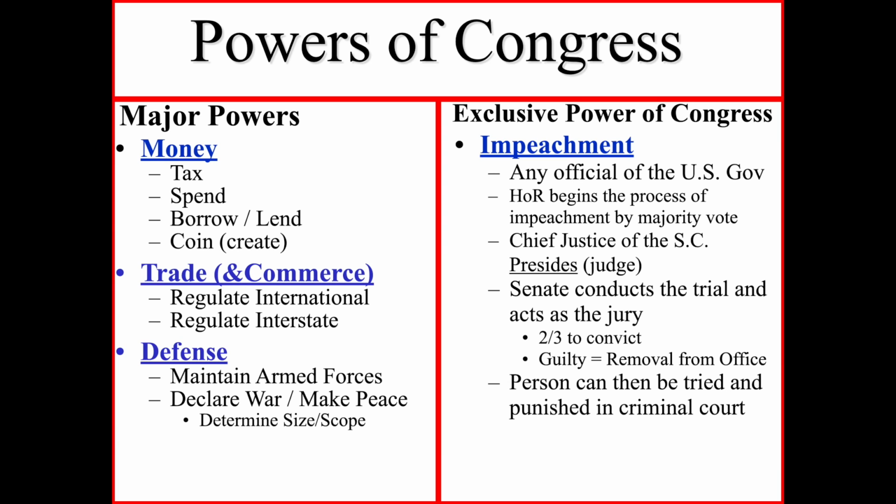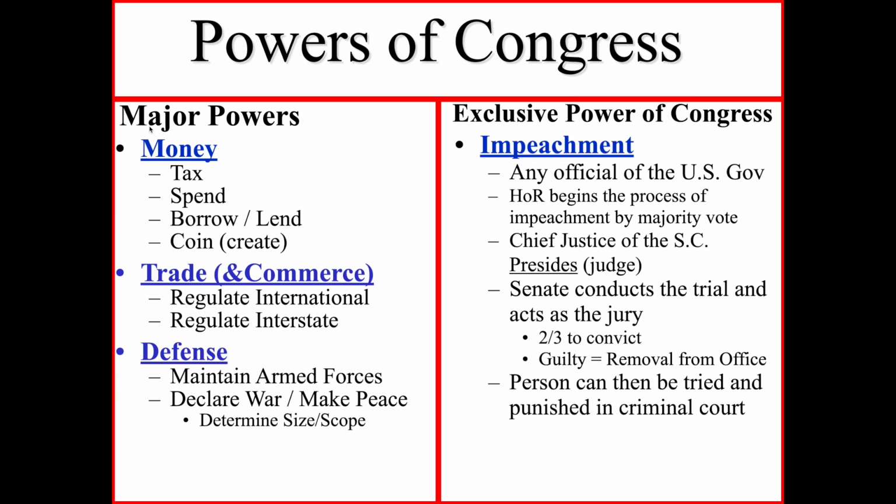One of the biggest and exclusive powers of Congress is impeachment. And we're familiar with this because we had an impeachment trial and an impeachment hearing this year. Or I guess, yes, in this last, over the winter. But they can impeach any official in the United States government. It's most commonly federal judges that are impeached. The United States has impeached 3 presidents in the history of our country.